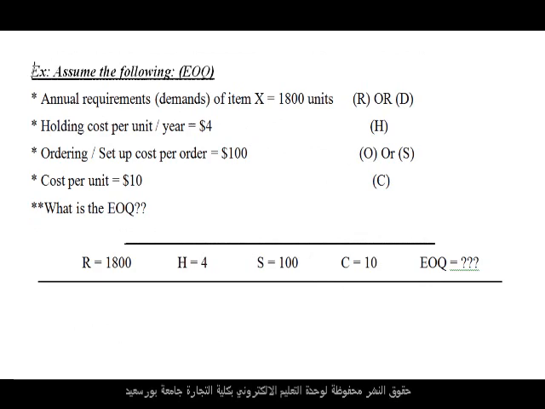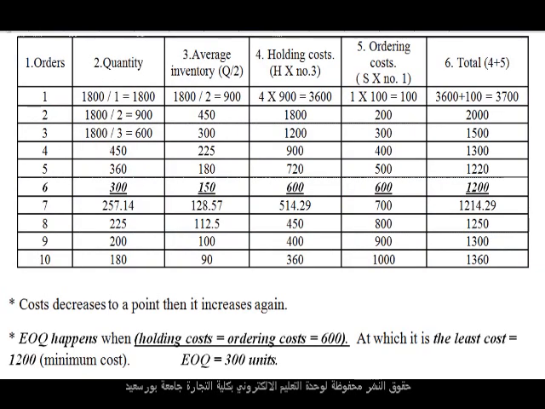Example: annual requirements of item X equal 1,800 units, holding cost $4, ordering cost $100, cost per unit $10. What is the EOQ? We have two ways to calculate EOQ. First one, we can use a table like this table. Second one, the equation of the model.